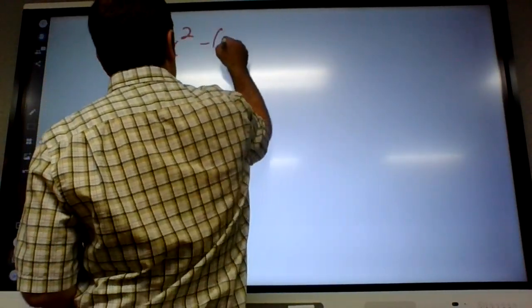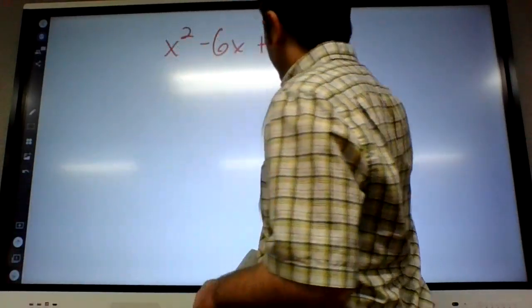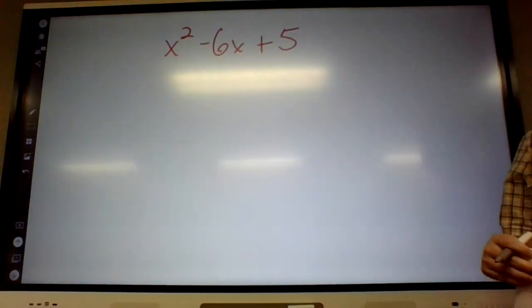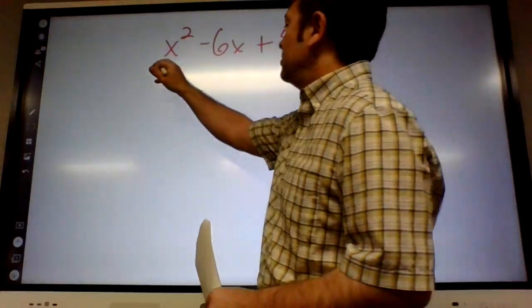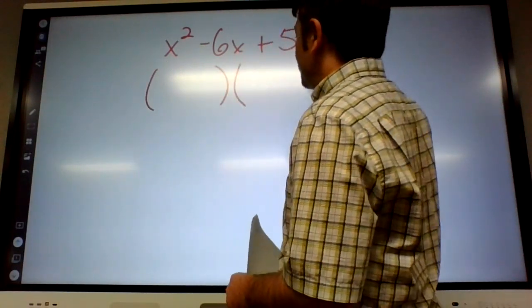Actually, before I do number one, let's do page one problem. So x squared minus 6x plus 5. So that would be inverse x. Okay, yeah. This is like reverse foiling.